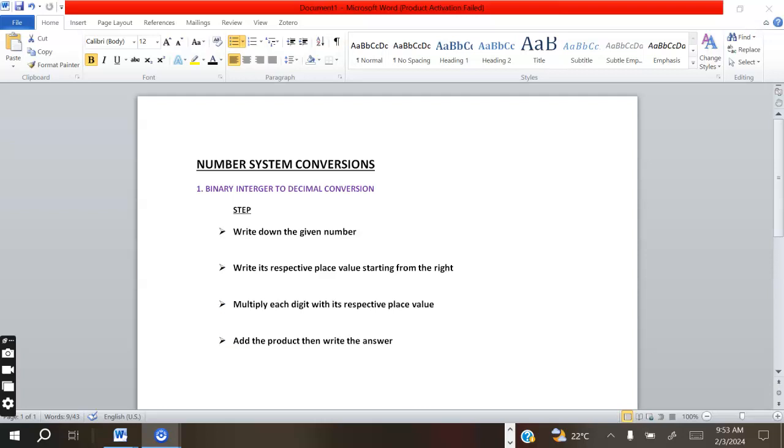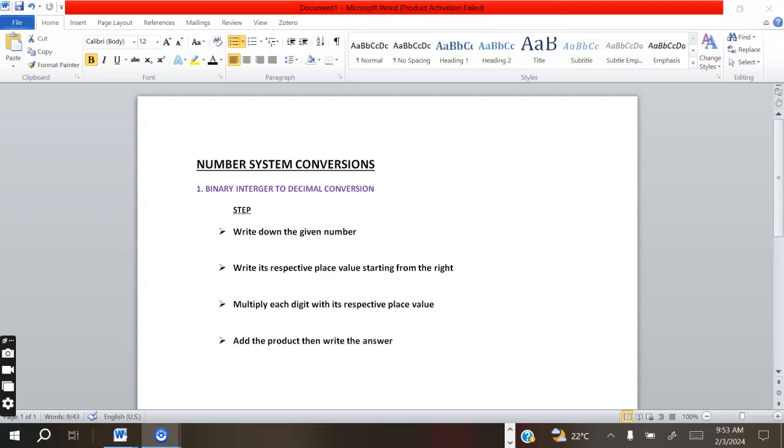In this particular video, I'm going to take you through the number system conversions, and we'll start with the binary integers to decimal conversion. If you still remember the rules for binary, it's supposed to have two digits, that is 1 and 0. For the decimal, it's supposed to have 10, that is from 0 all the way to 9. So these are the steps that we take whenever we want to convert binary to decimal.